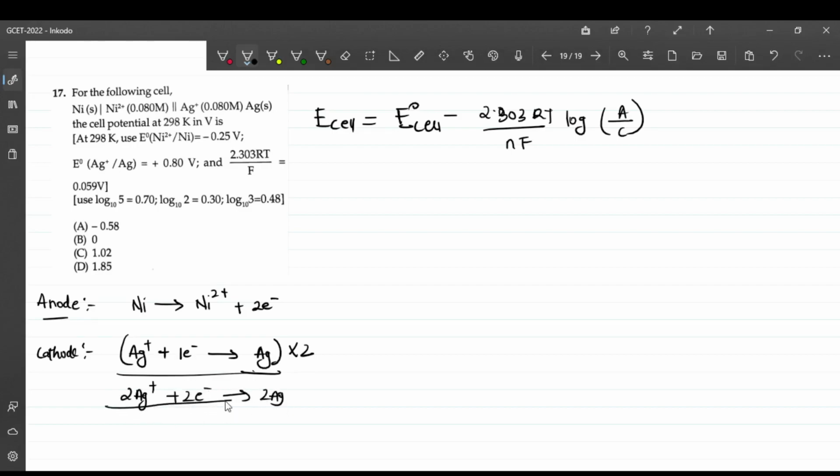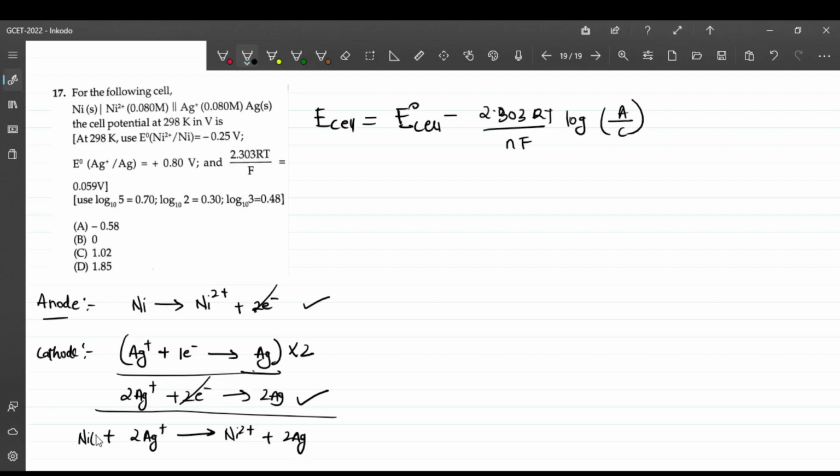In the overall equation we don't show the transfer of electrons. So I will add these two equations, and the 2 electrons will get cancelled. What will remain is nickel plus 2 Ag plus giving nickel 2 plus and 2 Ag, right?